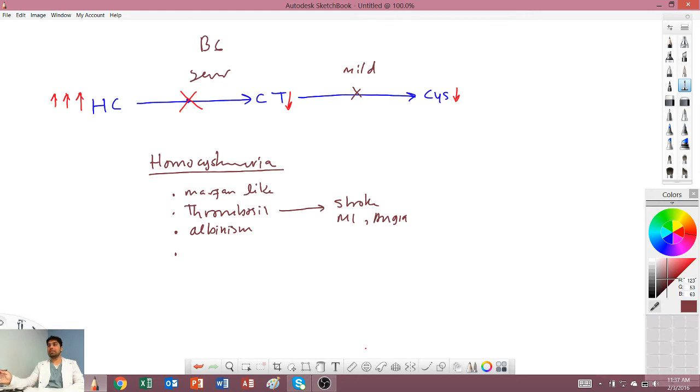But B6 is used by the body in multiple reactions, so its deficiency is extremely rare. Its deficiency, for whatever reason, if you cannot transport it to these cells, will cause problems. So keep that in mind. Okay, so we discussed this part.